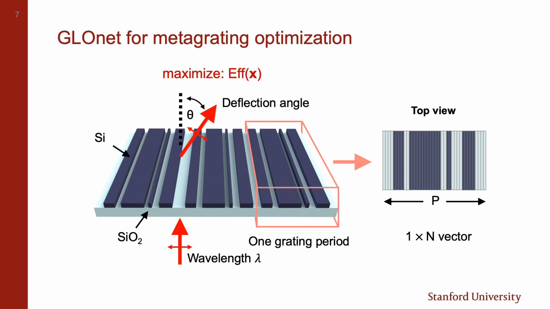One grating period is divided into 256 segments, and each segment has a refractive index value between air and silicon. The deflection efficiency is defined as the outgoing power in the desired direction normalized by the input power. We will find the metagrating structure to achieve the highest deflection efficiency.